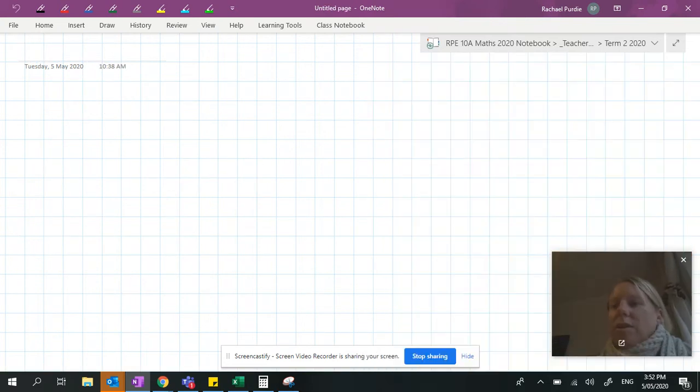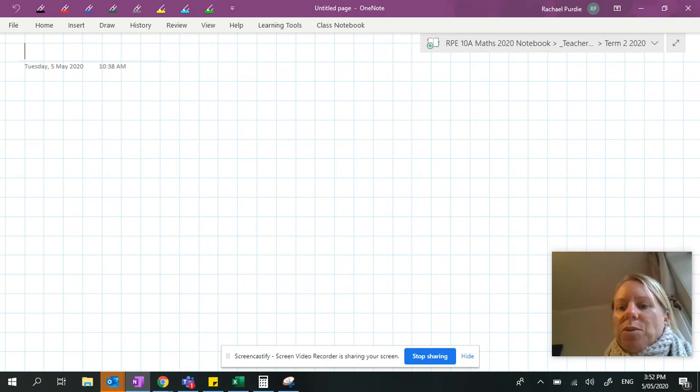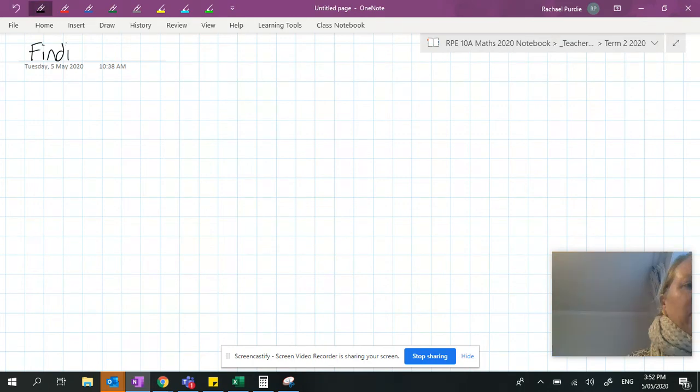I'm just opening up a new page here so that I can show you how to do one of these finding the angles questions, okay? Because they can be a little bit tricky. So we'll call it finding angles.